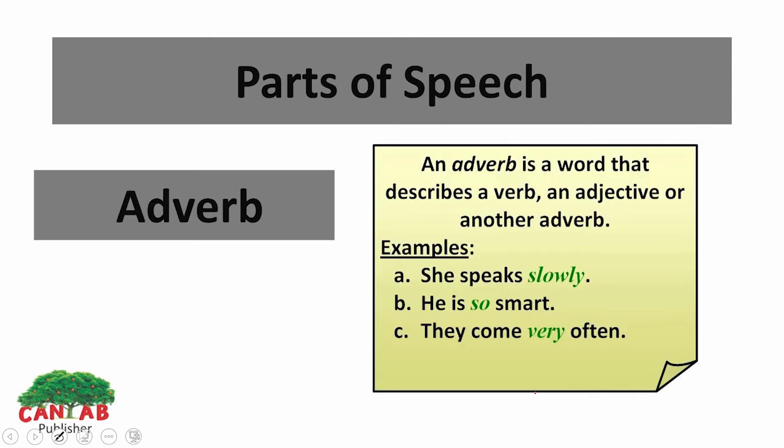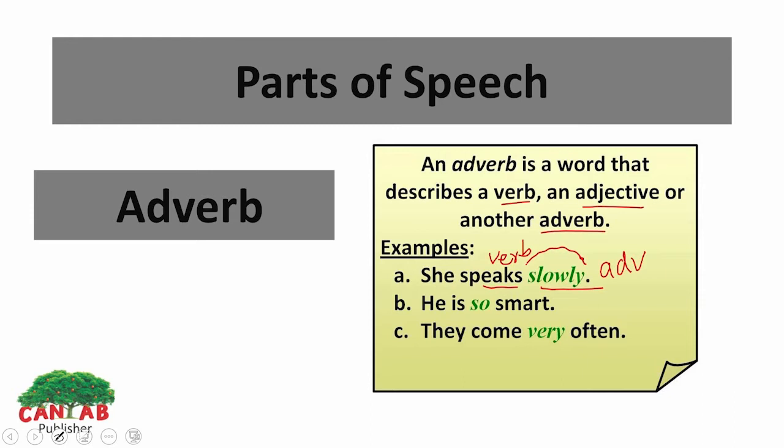Let's move to the adverb. An adverb is a word that describes a verb, an adjective, another adverb. A verb, an adjective or another adverb. Look at the examples. She speaks slowly. Here the speaks is verb and slowly is an adverb. An adverb is describing the verb.